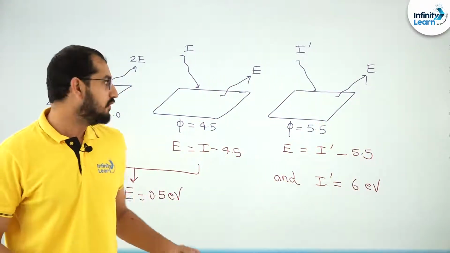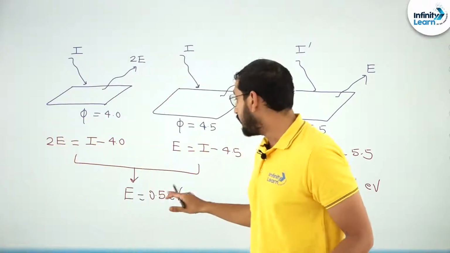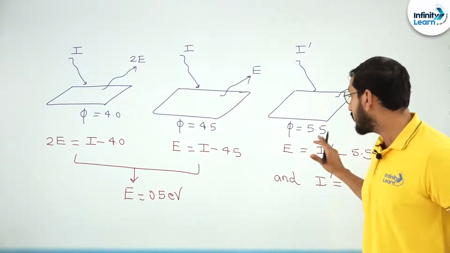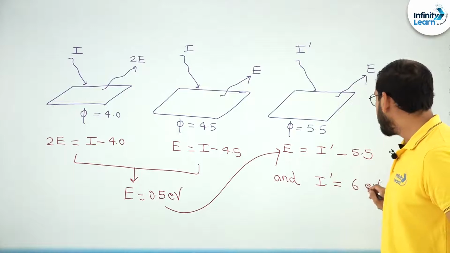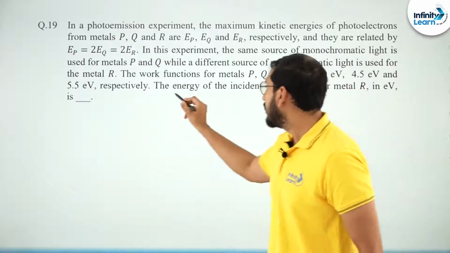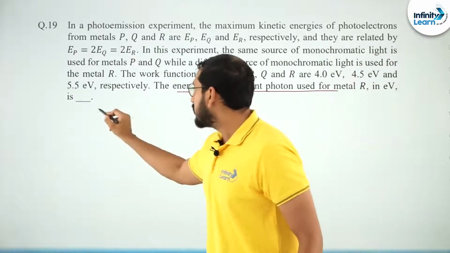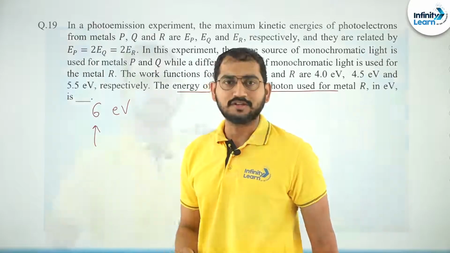If I solve the first two equations, I will get the value of this capital E as 0.5 volt, and in the final equation, if I substitute this value of E, I will get the value of I dash, which is 6 electron volt, and this is the value of I dash which I need to calculate in my final answer. So this is going to be 6 electron volt. 6 will be the correct answer for this question.